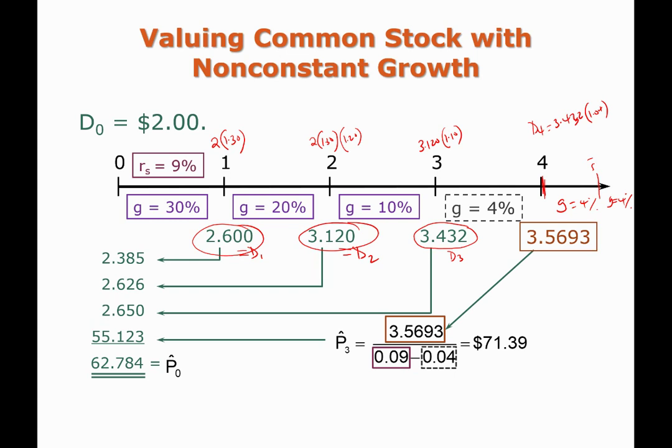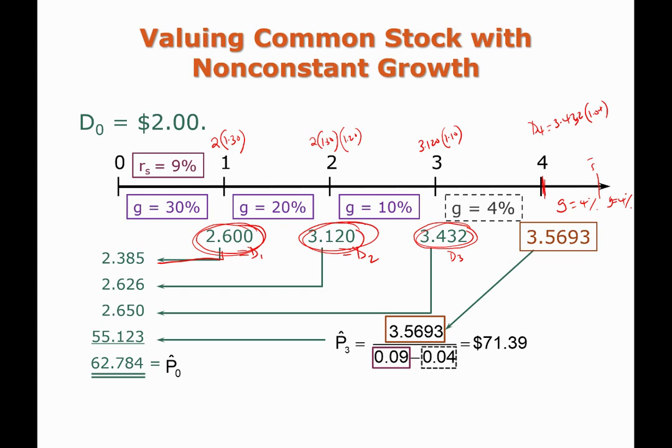So we know then, to determine the current price of the stock, we are going to discount this dividend to today, where again our required return is 9%. So you discount this, and this, and this using 9%. And if you discount this, you get 2.385.